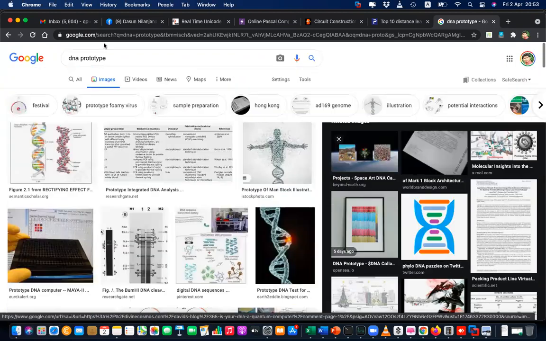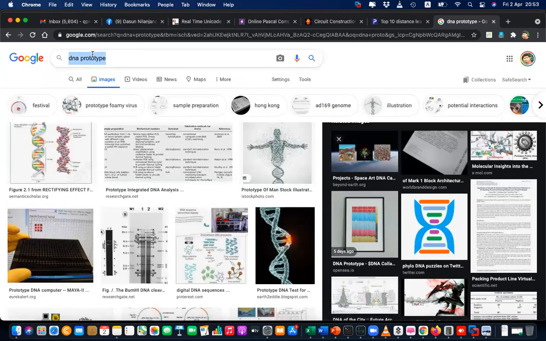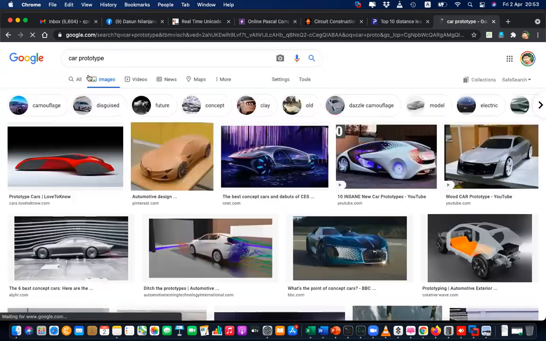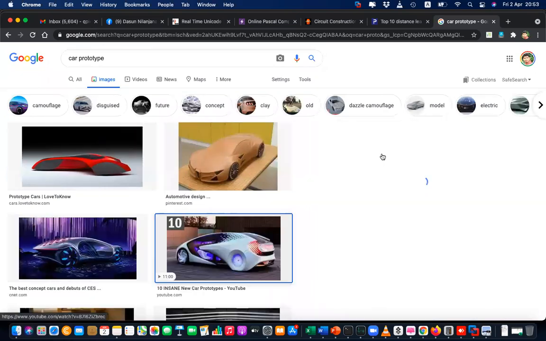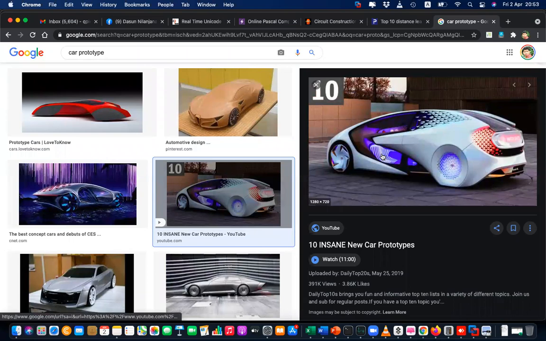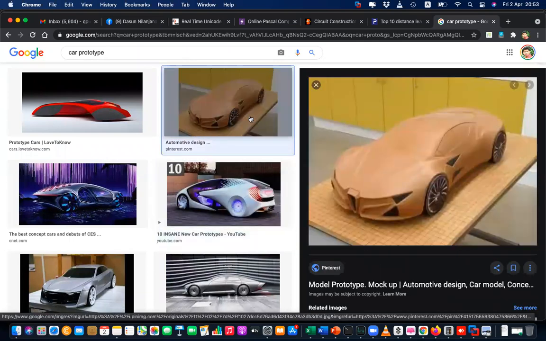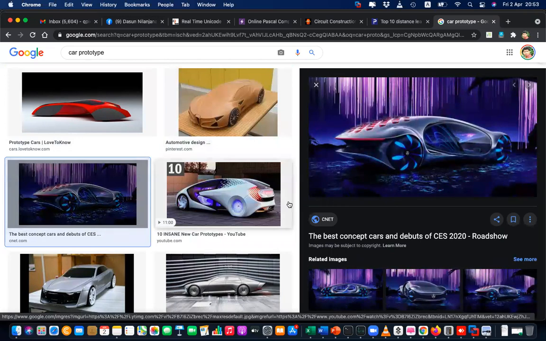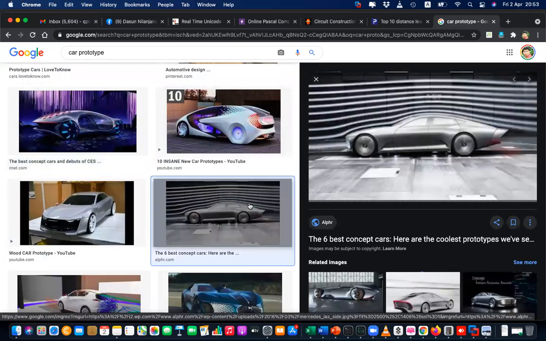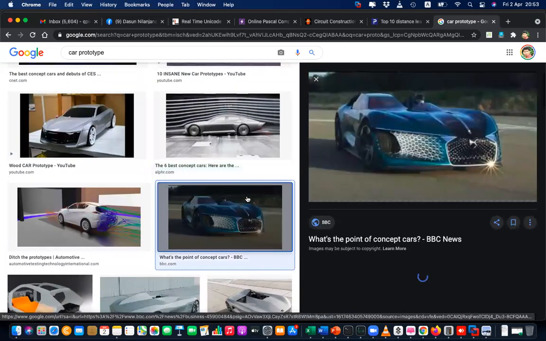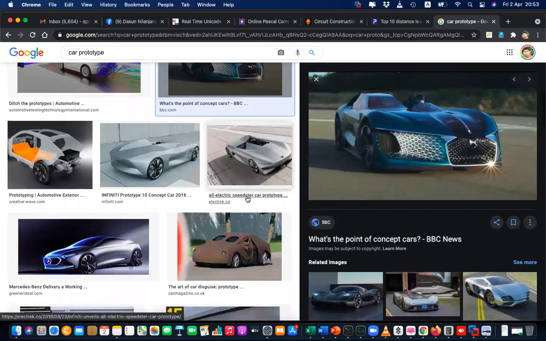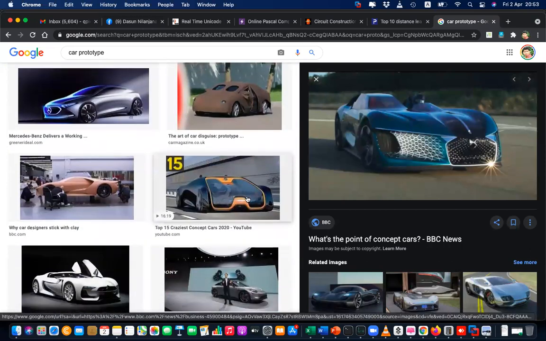Not only DNA prototypes, prototypes can be used in vehicles, like a car prototype. A prototype is a model, it's a suggestion. So you can say this is a prototype of a car, the suggested version. Not a real one, it's a suggested one. So let's develop something like this. Actually, it's not existing, but it is a model. So it can be a 3D model or it can be a computerized model also.